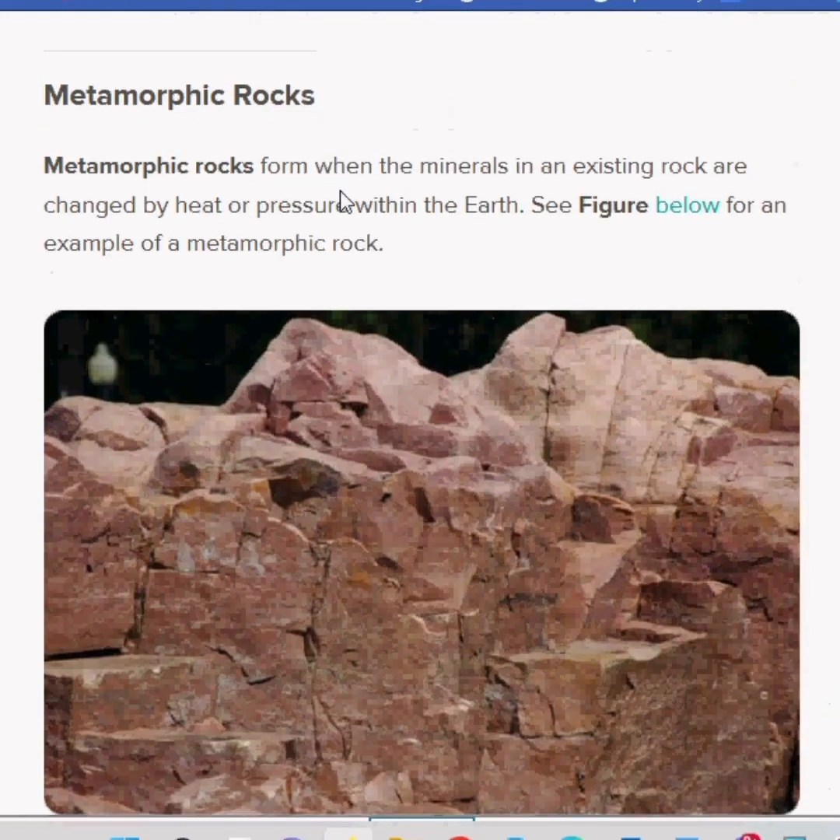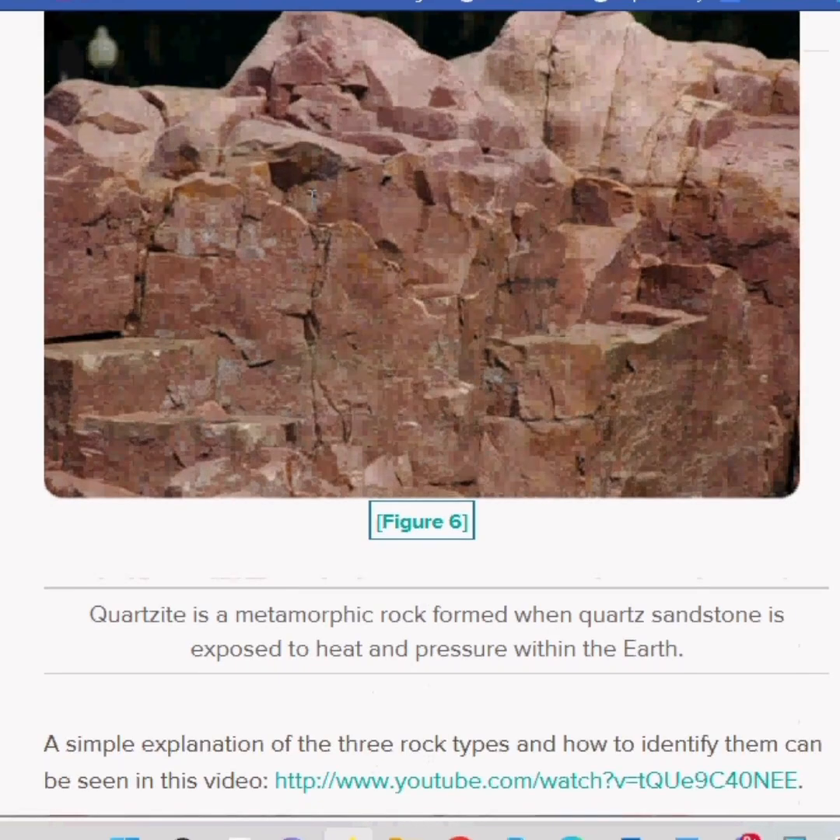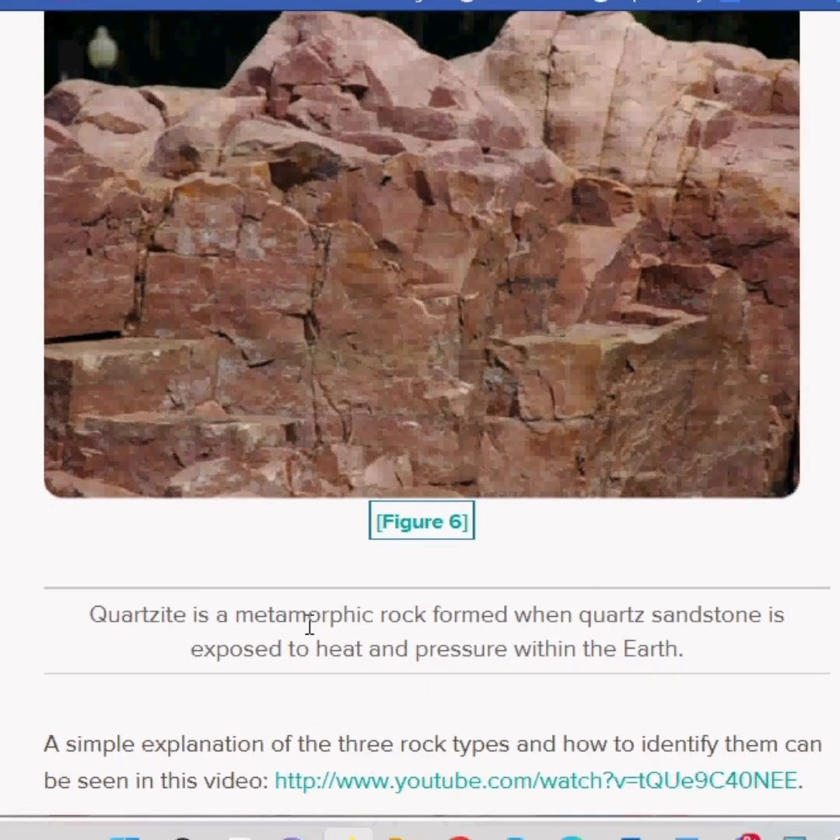Metamorphic rocks. Metamorphic rocks form when the minerals in an existing rock are changed by heat or pressure within the earth. See figure below for an example of a metamorphic rock. Quartzite is a metamorphic rock formed when quartz sandstone is exposed to heat and pressure within the earth.